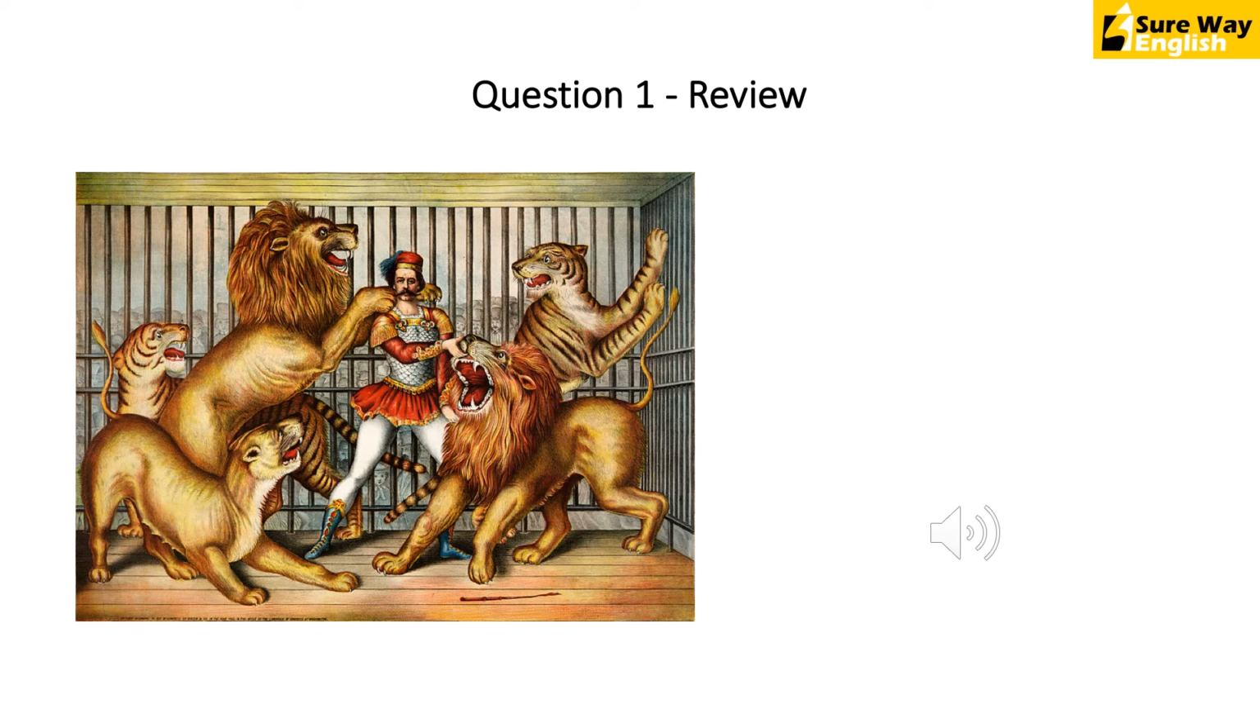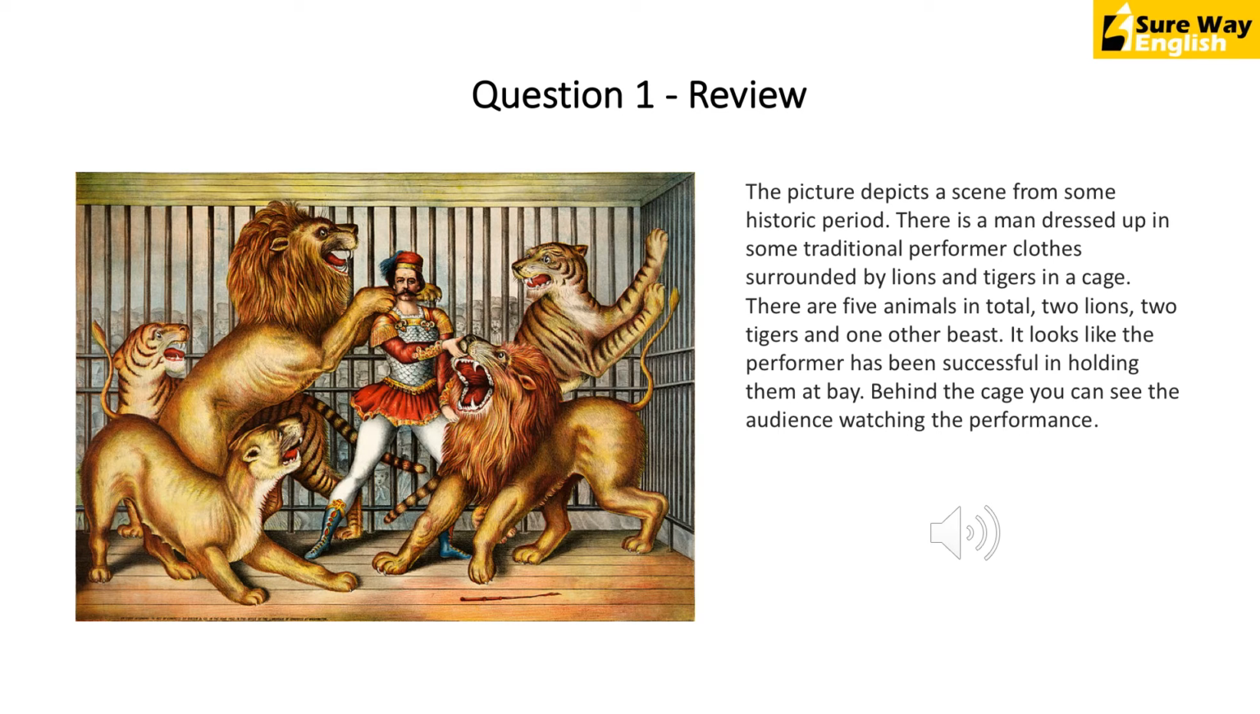Here it is. The picture depicts a scene from some historic period. There is a man dressed up in some traditional performer clothes, surrounded by lions and tigers in a cage. There are 5 animals in total, 2 lions, 2 tigers, and 1 other beast. It looks like the performer has been successful in holding them at bay. Behind the cage, you can see the audience watching the performance.